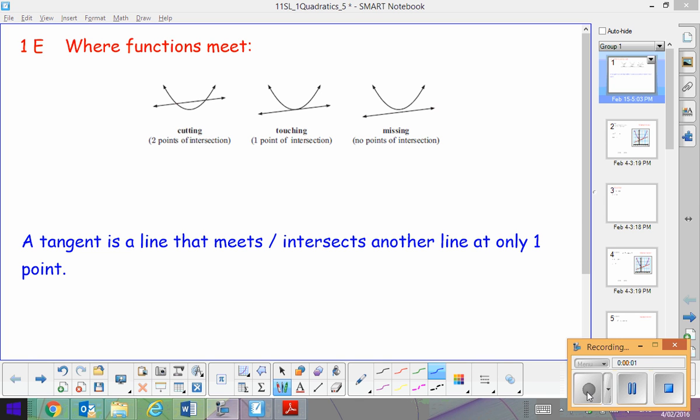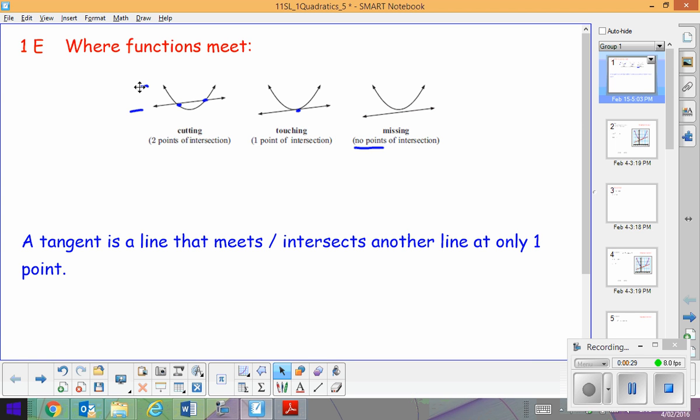Today we're going to look at where functions meet. In this case, we're going to have two different functions. In the diagram here, we can see we've got a quadratic and a linear function. In the first situation, we could have the two functions cutting at 2 points. In the second situation, they could be cutting at 1 point. So it's 1 point of intersection. And in the third case, we have no points of intersection.